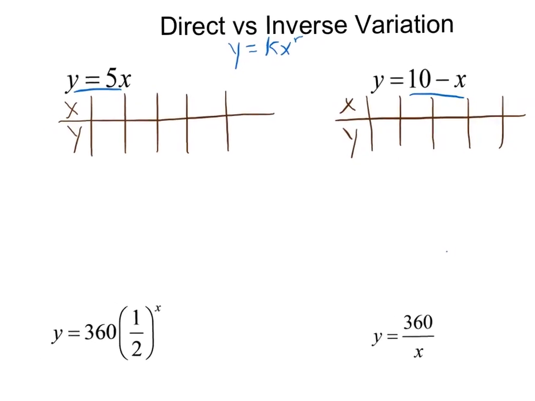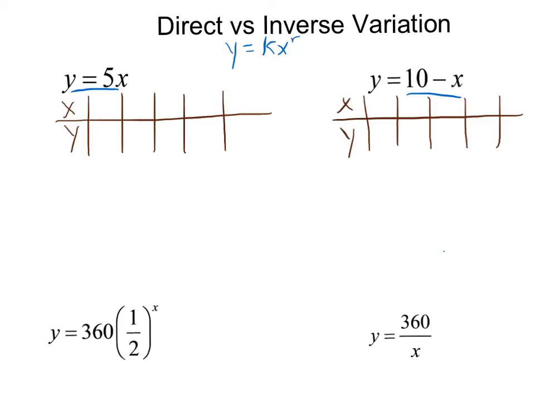We'll start at 0, 1, 2, 3, 4. 0, 1, 2, 3, 4. And the y's here: 0, 5, 10, 15, 20. This one starts at 10, and it's going down: 9, 8, 7, 6.